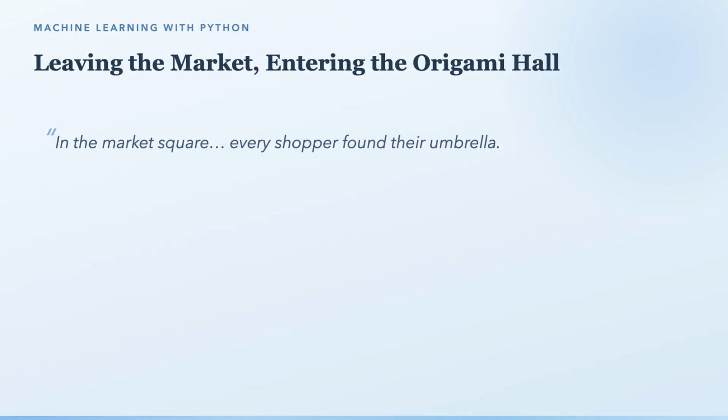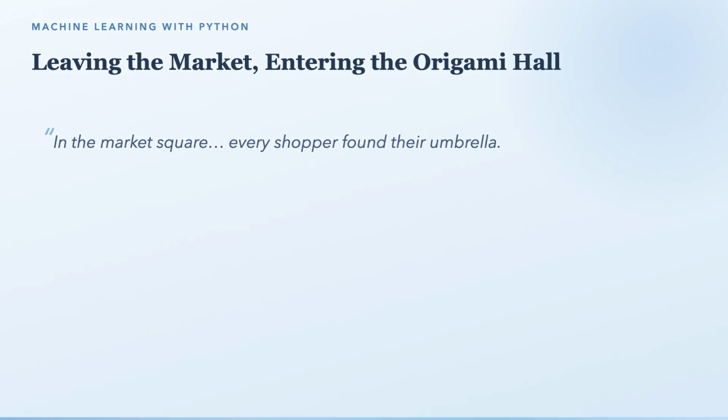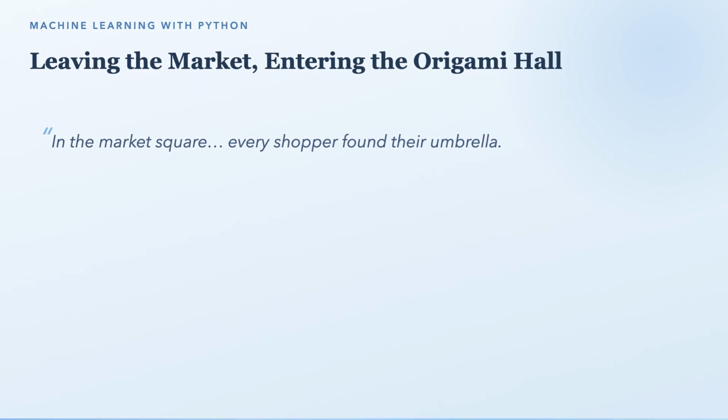In the market square, every shopper found their umbrella. 5 colors, 5 gentle crowds. But we could see them, because we only watched 2 things, income and spending. What happens when there are 64 things to watch?